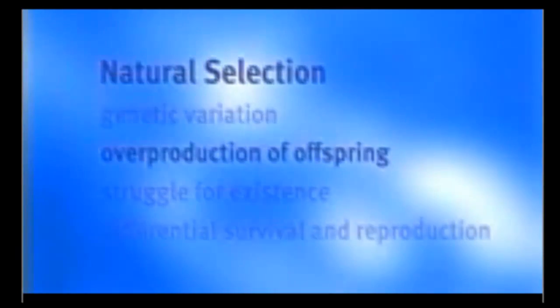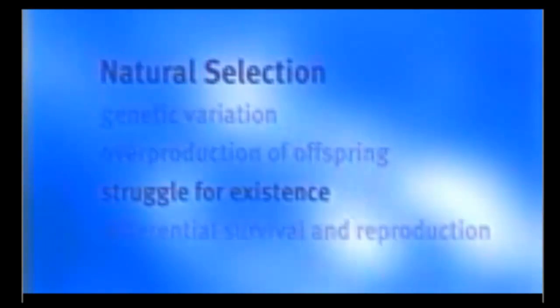Second, there is overproduction of offspring. Darwin realized that natural selection would operate because individuals in natural populations tend to produce more offspring than can survive. For example, hummingbirds over their lifetime will often produce dozens of offspring, but only one or two of those individuals are likely to survive.